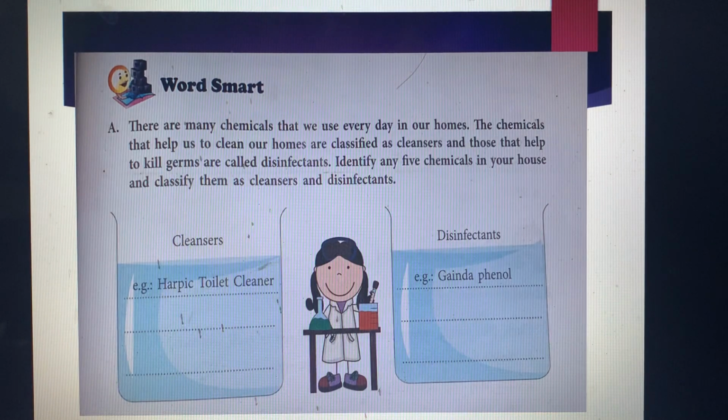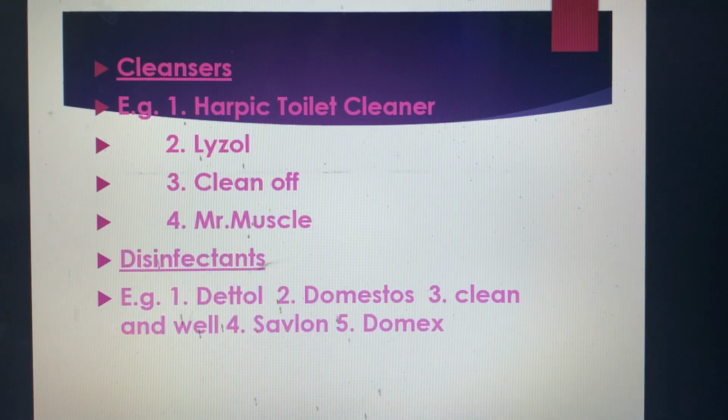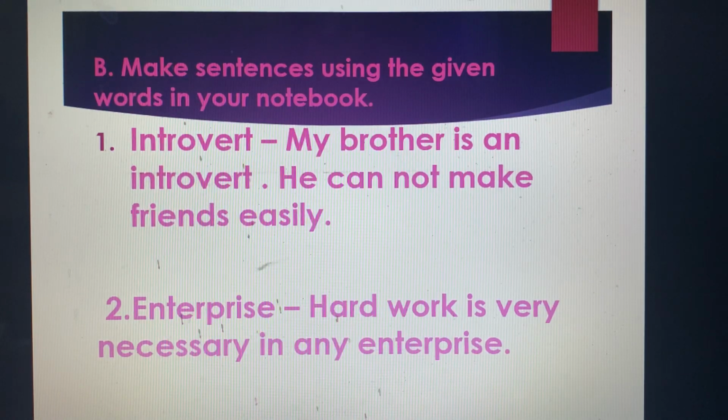So cleansers you will write in this column by putting number 1, number 2, number 3, and over here disinfectants you will write in this column. Fine. In this way you need to do this exercise. So let us proceed on to the next one. It's very easy. Make sentences using the given words in your notebook. You have to do it in your English notebook. First is introvert. If you know its meaning, then you will be easily able to write it.